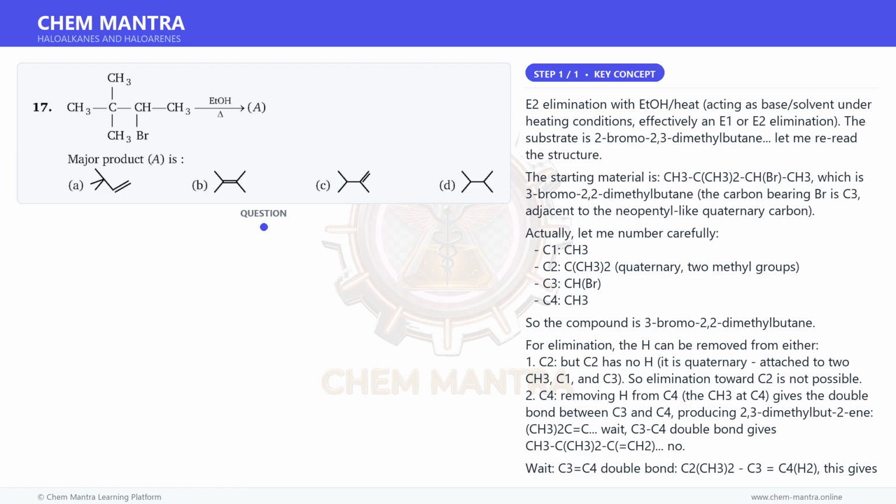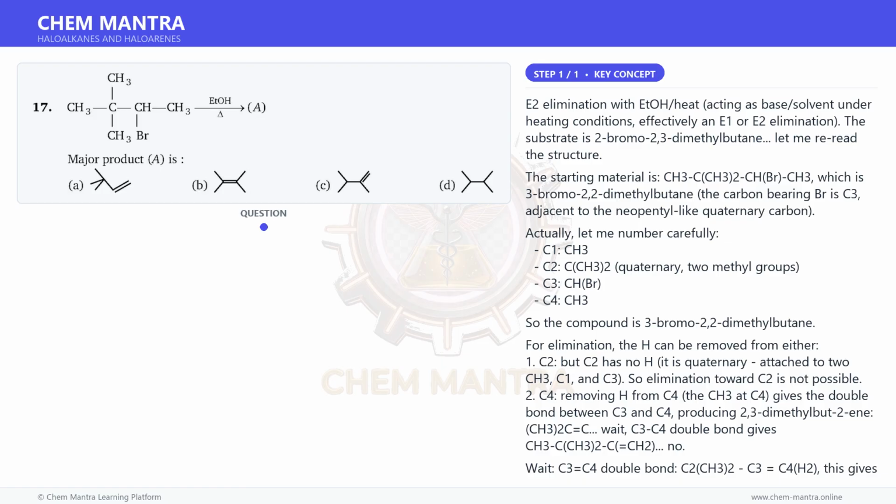2-ene, CH3, C, C double bond C. Wait, the C3, C4 double bond gives CH3, C, CH3, 2, C double bond CH2. No. Wait, C3 double bond C4, C2 with CH3, 2, C3 double bond C4, H2, this gives (CH3)3C-CH=CH2. That would be 3,3-dimethylbut-1-ene.